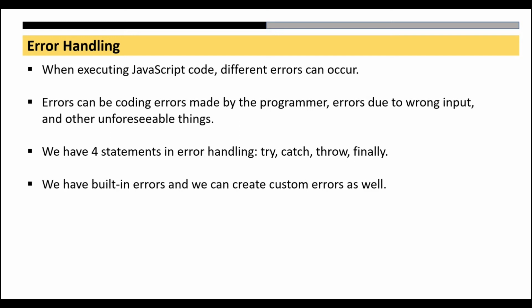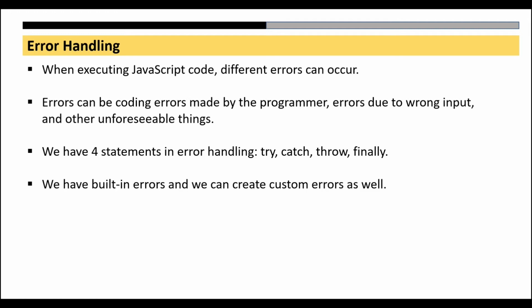code works fine. Whenever JavaScript code is executed, different errors can occur. Errors can be coding errors made by the programmer, errors due to wrong input, and unforeseeable things. So we have these four statements, that is try, catch, throw, and finally. That is going to help us with error handling in JavaScript. We have some built-in errors like syntax error, reference error, index out of bound error, some variable is not defined. So we have so many inbuilt errors, but there can be errors from outside as well, like the one that I just mentioned.